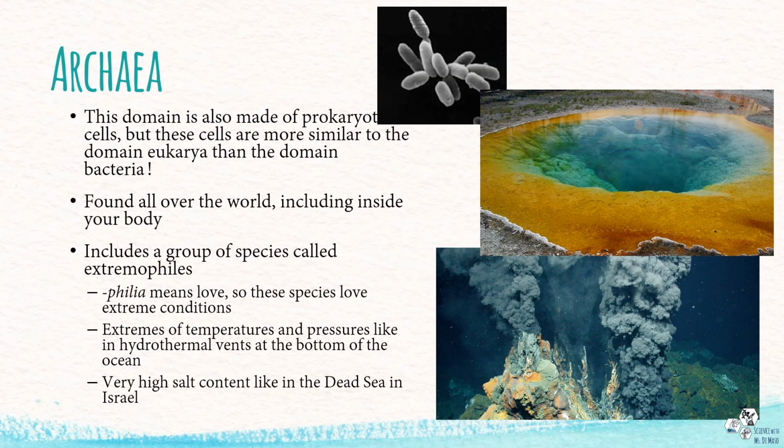Then there's archaea. This is our second prokaryotic domain. So there's two prokaryote domains, archaea and bacteria, and there's one eukaryotic domain, eukarya. So these, like I said, are a little more similar to the eukaryotes in very specific ways that we don't need to get into in this class, but they're still prokaryotes. So they still have no nucleus, and they have cell walls as well, but they're often made of something very different than peptidoglycan.